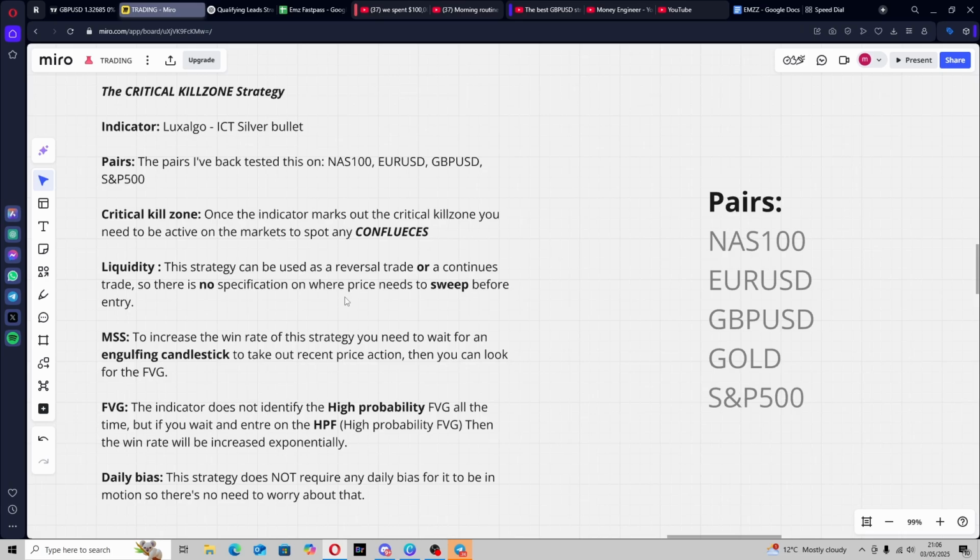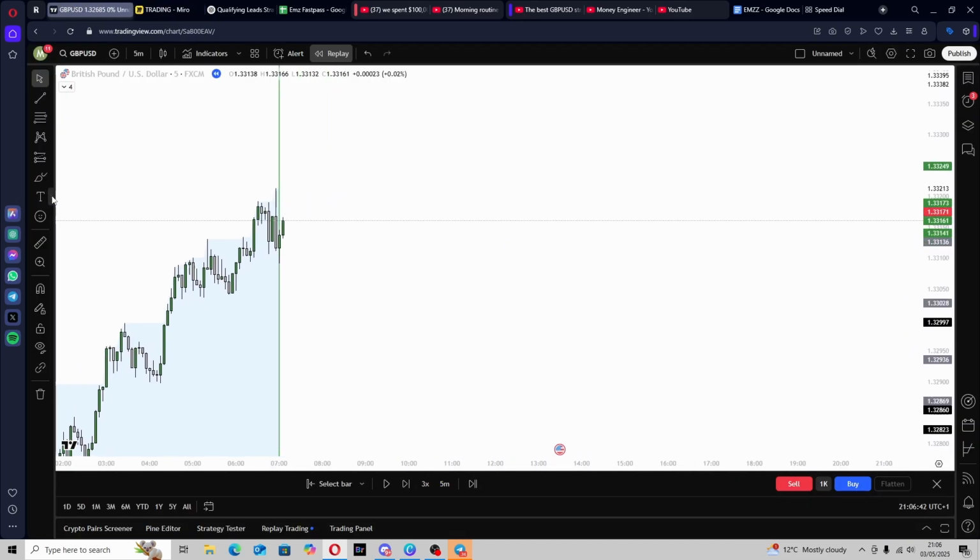Right? So what we need to do from here on out, liquidity, this strategy can be used as a reversal or continuation trade, so there's no specification of where price needs to sweep before entry, right? But there's one thing that you need to listen to. As you can see, the strategy actually peaks at 8 a.m. to 9 a.m. And if you trade within this kill zone, then you're going to be making so much profit. Actually, it could be from 8 a.m. until 11 a.m.